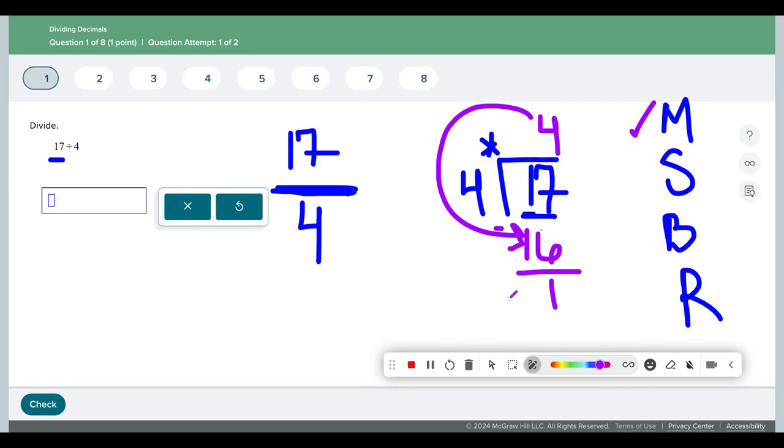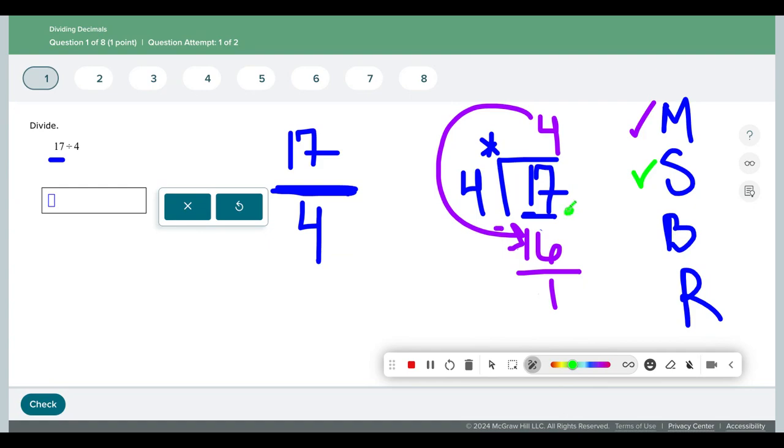Well, wait a second. I have a remainder. Remainders are not allowed this year. Remainders are like curse words now, okay? We do not say remainder anymore in 6th grade. So instead, we want to be able to keep going, and I need to be able to bring down. I just subtracted, and I need to be able to bring down.